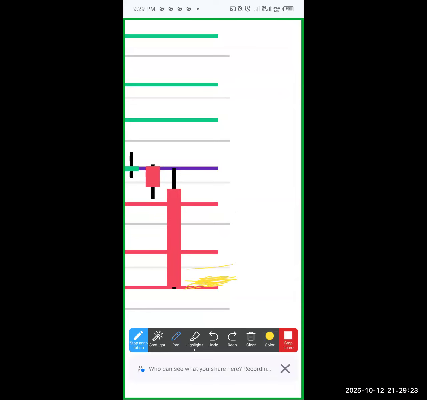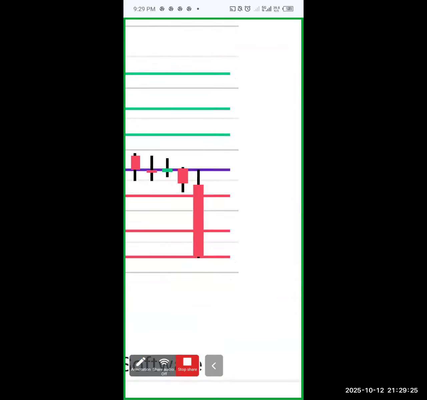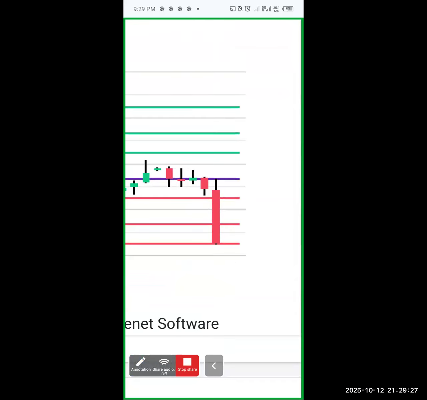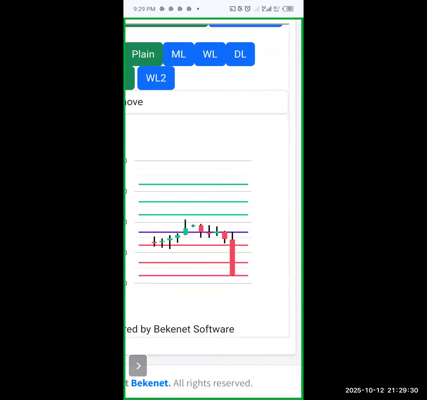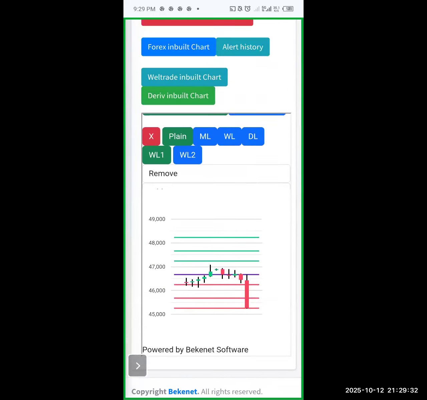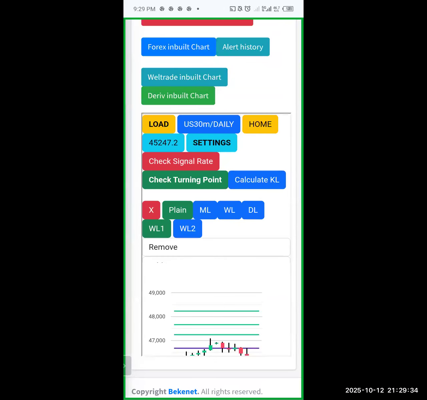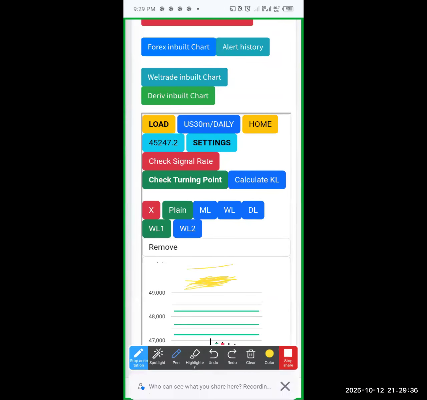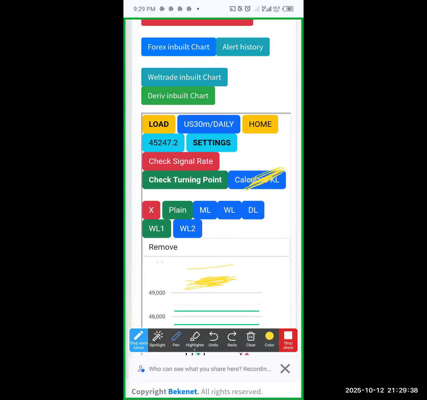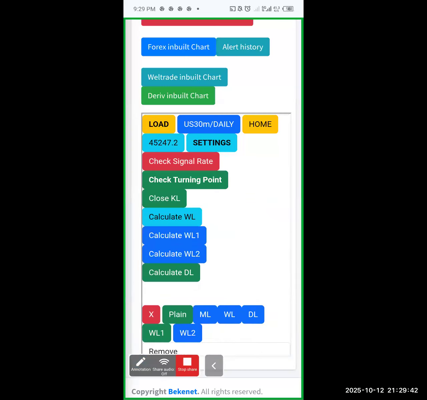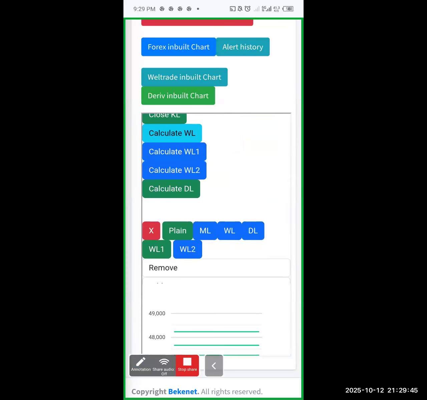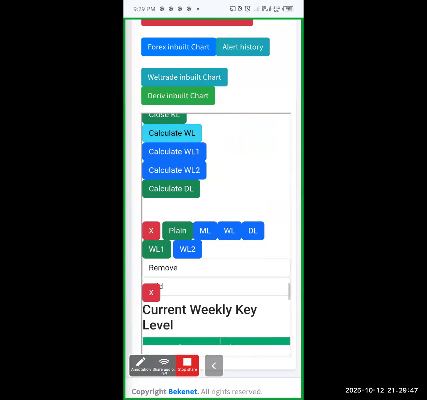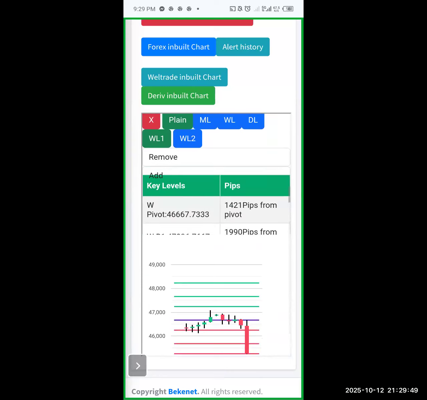So if you're a pro trader, you can actually plot all these key levels in your MT5. How are you going to do that? It's very simple. There's what we call calculate KL. This calculate KL will help you see all the prices of those key levels. All you need to do is click on this, select calculate KL, which is the current weekly key level. You will see the distance between the pips.